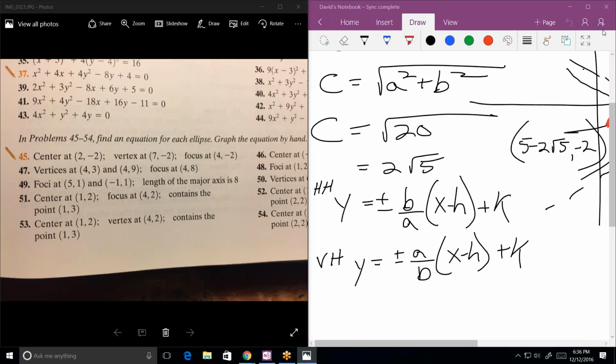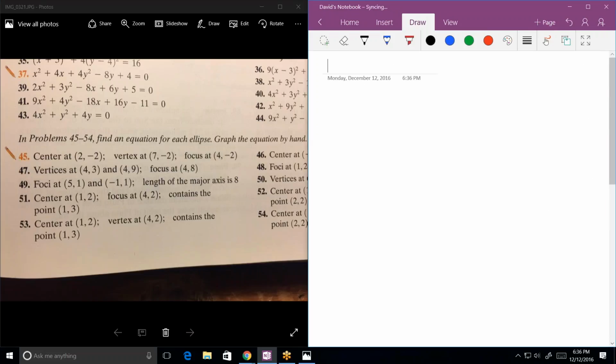Let's start at number 45. Have you gone all the way through hyperbolas or just through ellipses? We've gone through all of them. I'm just having a little hard time understanding each of them.